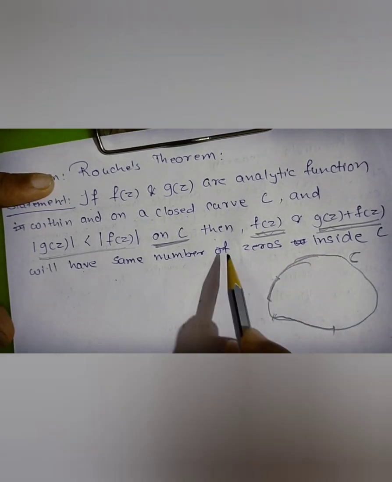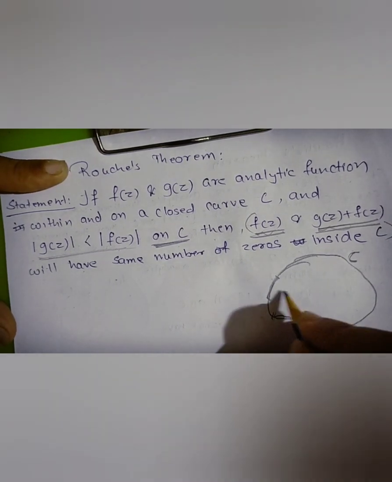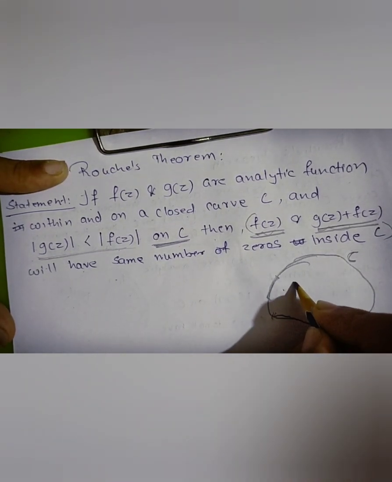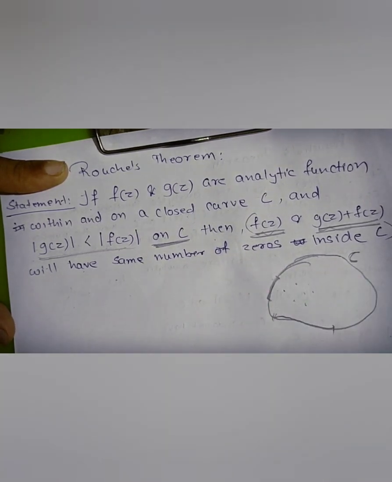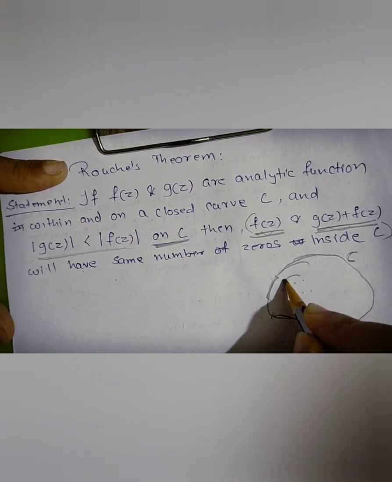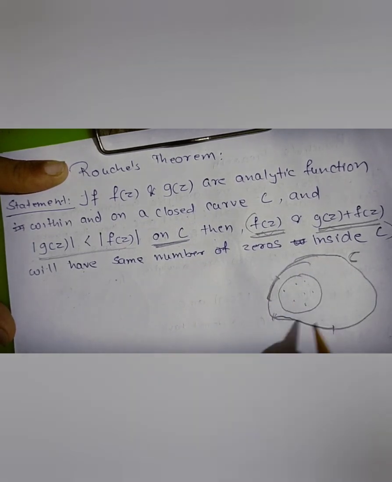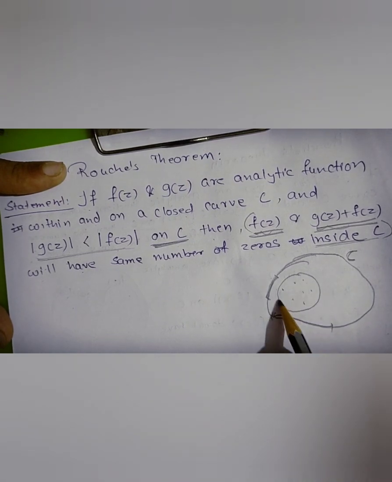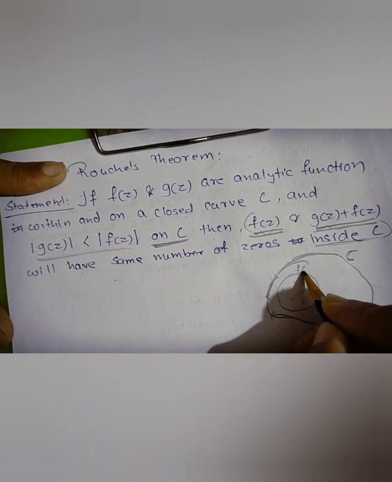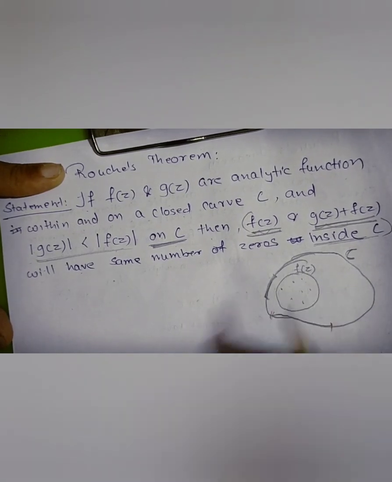So let me clarify it again. What does this statement mean? If I pick some zeros within this C, zeros are the points at which the function gives me the value 0. So if I pick some values inside this curve for which my function f(z) is giving me 0, these values are called zeros of this function.